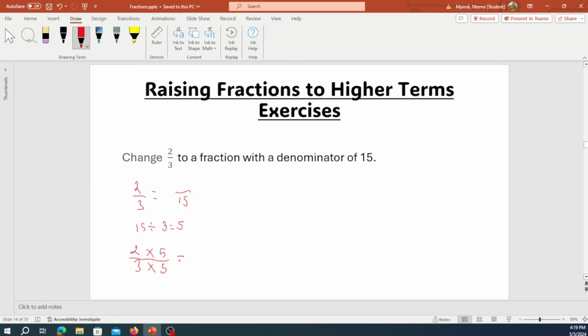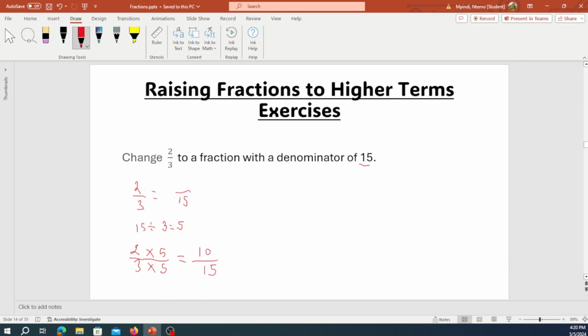Then this is what we're gonna get. 2 times 5 equal 10. And 3 times 5 equal, okay? This is the answer, okay? So what we have done, we got this one divide by 3, this one, and we end up getting 5.